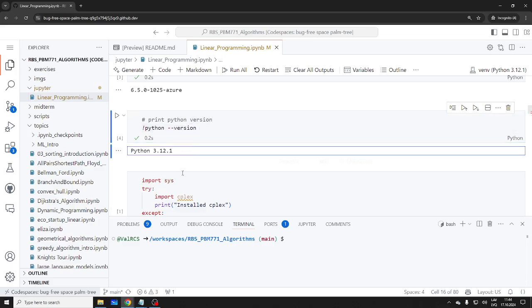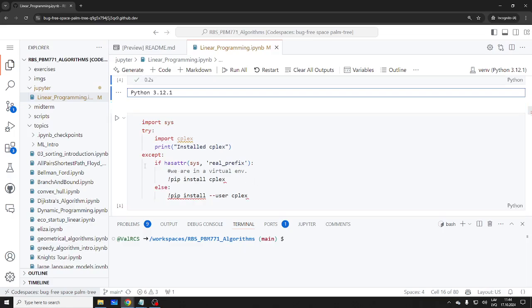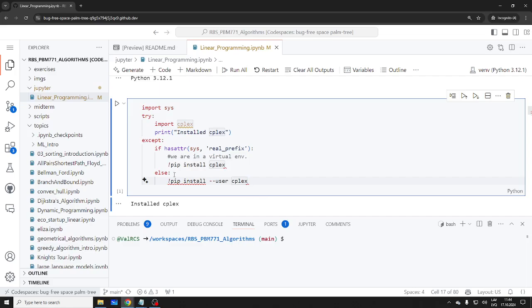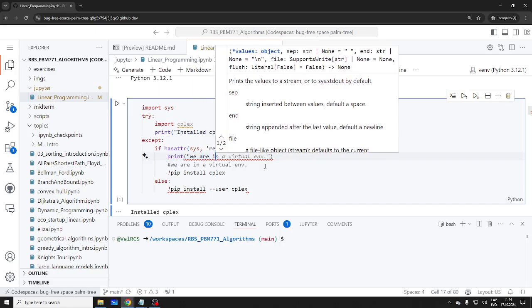Now we are going to try to import Cplex. If we have it, fine. If it fails, and there's a prefix, meaning we are in a virtual environment, we pip install cplex, else we pip install --user cplex. Let's see which one we use. Maybe we'll add a print here to say we are in a virtual environment.